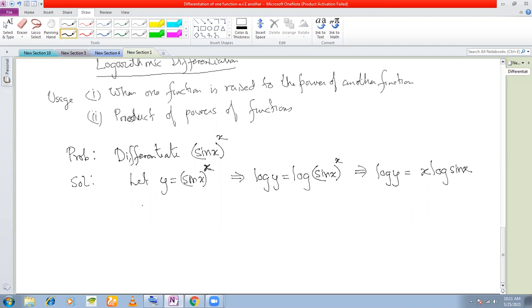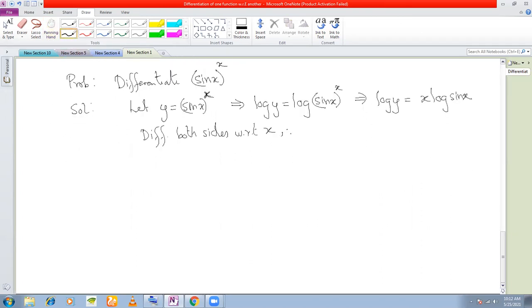Right? Now we differentiate both sides of this. Differentiating both sides with respect to x. We get, and how do you differentiate log y? First, you differentiate log y with respect to y. So 1 by y we'll get. And then you differentiate y with respect to x. With respect to x. So now this is x into log sine x.